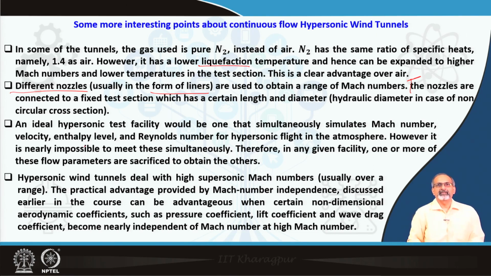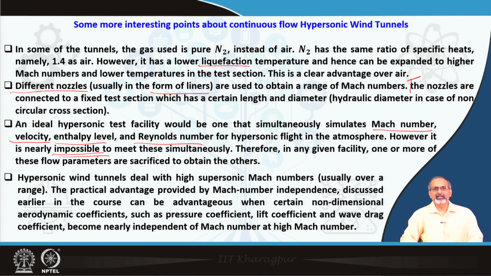Ideal hypersonic test facilities would simultaneously be able to simulate a certain Mach number, velocity, enthalpy as well as Reynolds number, which are typical of a particular flight condition in the atmosphere. However, simultaneously matching them is essentially an impossible task, and therefore, in any given facility maybe one or two conditions are fulfilled while others are sacrificed or compromised.